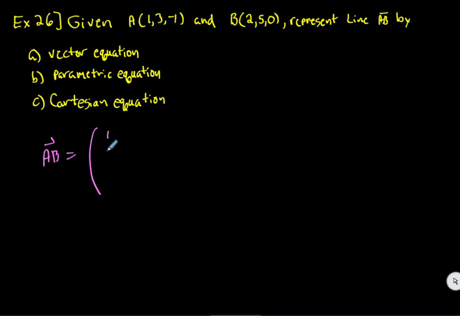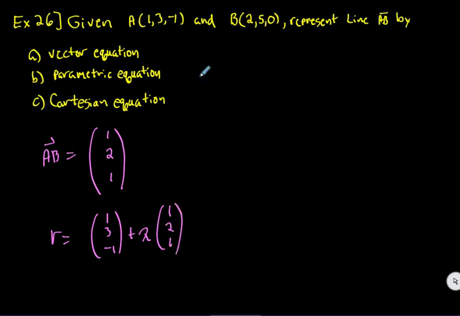5 minus 3 is 2. And 0 minus a negative 1 is plus 1. So that's the vector and the line, and then I can write my vector equation. I can use any one of these points, but I'm going to use the first one, so that would be 1, 3, negative 1, plus some lambda, and then 1, 2, 1. So this is my vector equation.